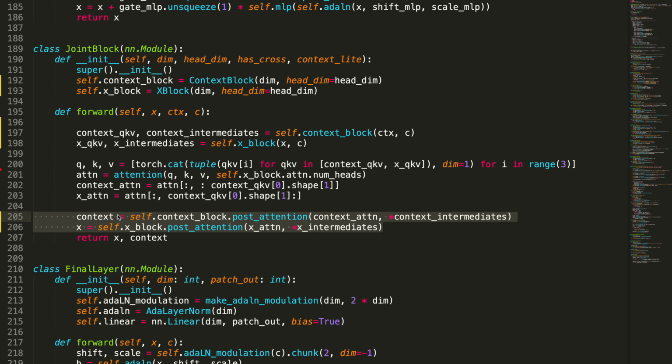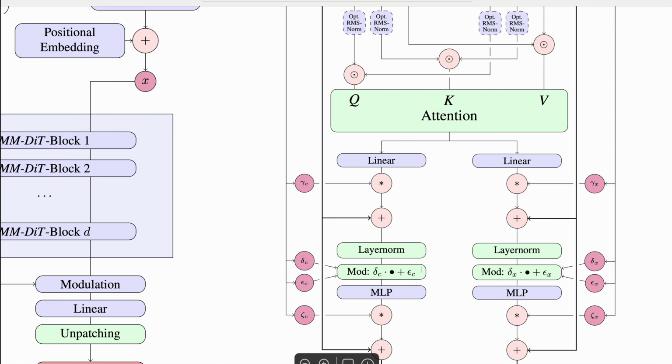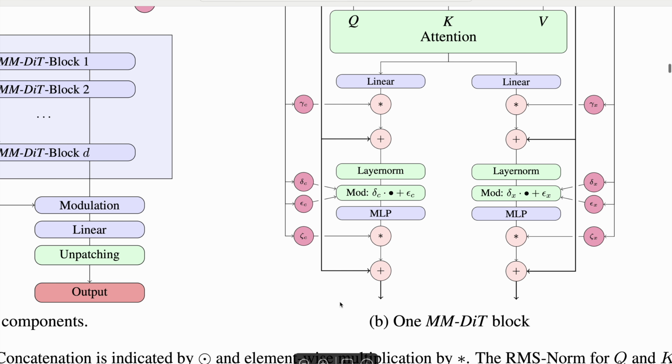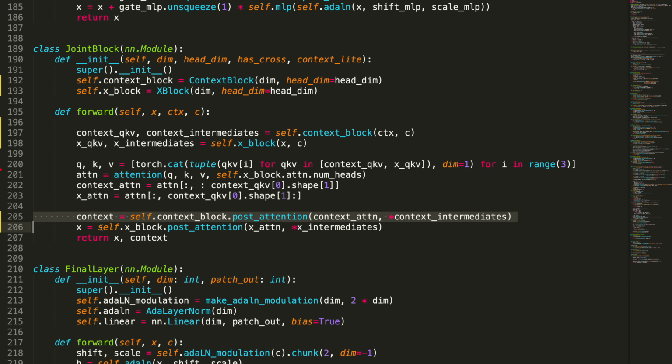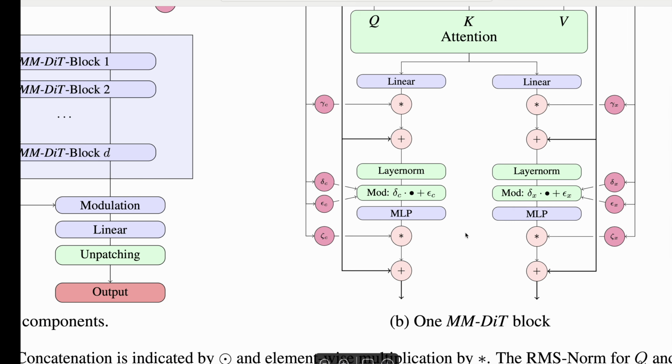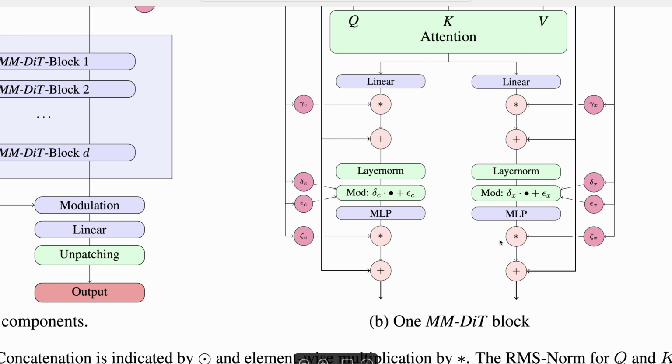In this part, we compute the new context. We update the features that represent the conditioning. So at the bottom left, we update the context. And then at line 206, we modify the signal X with this branch at the bottom right.